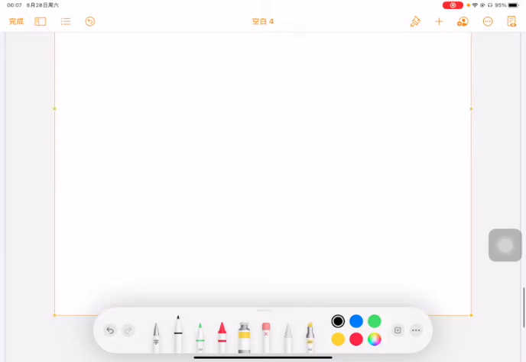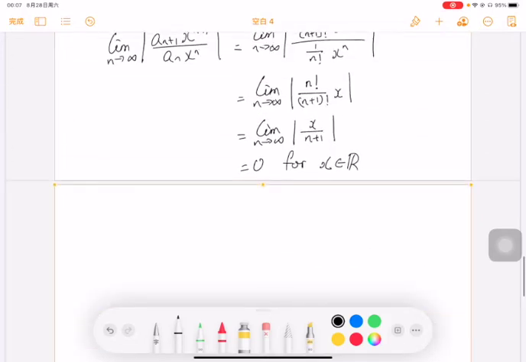This is just a simple calculation of the limit, because in this case, x is a fixed number. So you treat it as a constant because we're taking the limit of n go to infinity, and x is treated as a constant here. And the limit of 1 over n plus 1 is obviously 0, then the entire limit is 0. So what does it tell us? It tells us that by the ratio test, the series converges for all x.